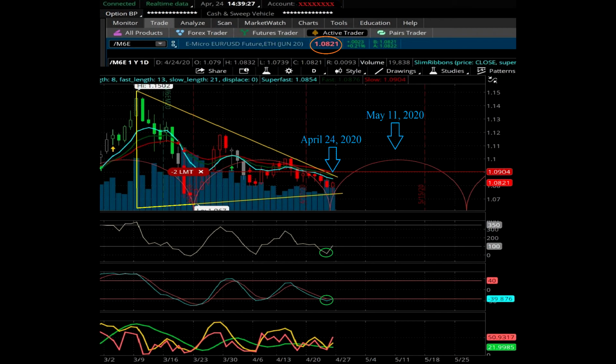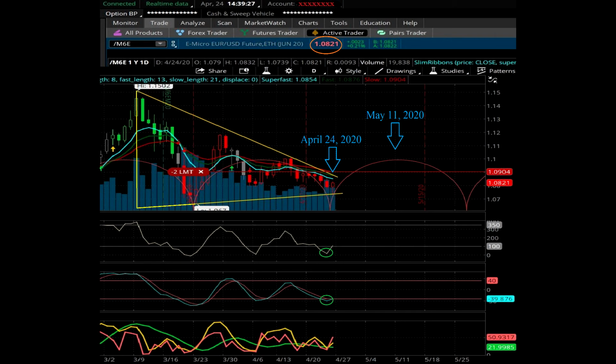Now, you're going to notice a yellow triangle around the pricing, around those green and red candlesticks. What's up with that yellow triangle? Well, if you've ever studied candlestick patterns, this is what we call a symmetrical triangle. It also can almost be called a descending wedge, but for now, we're going to call this a symmetrical triangle.